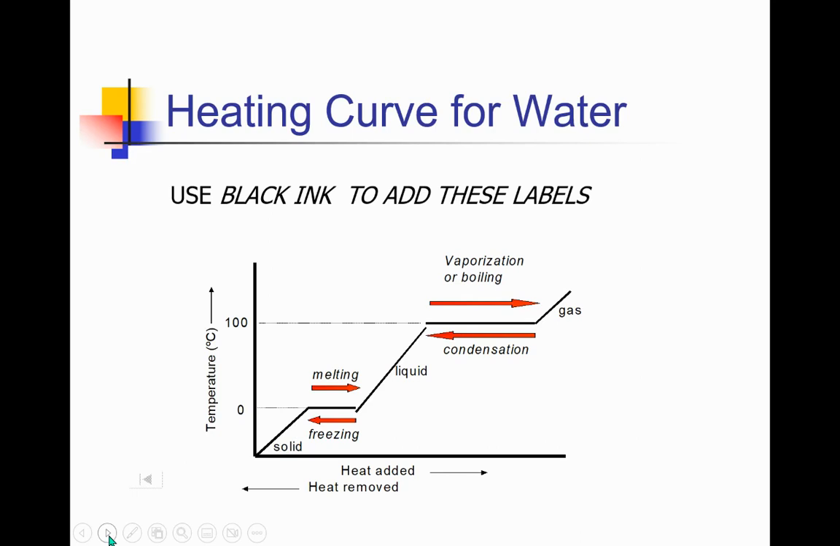Notice during the phase change, the temperature does not change. So in the sections where the temperature is changing and the graph is slanted, you'll use Q equals SmΔT. In the other ones, you'll use Q equals HM.